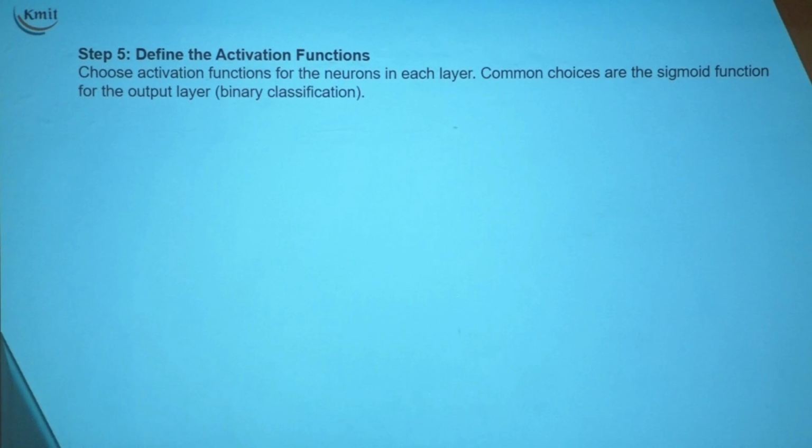Whether the female has breast cancer, yes or no. So what type of problem statement is this? Binary class. So which activation functions do you want? Sigmoid for output, ReLU for hidden. So we have to define ReLU. Is it clear?